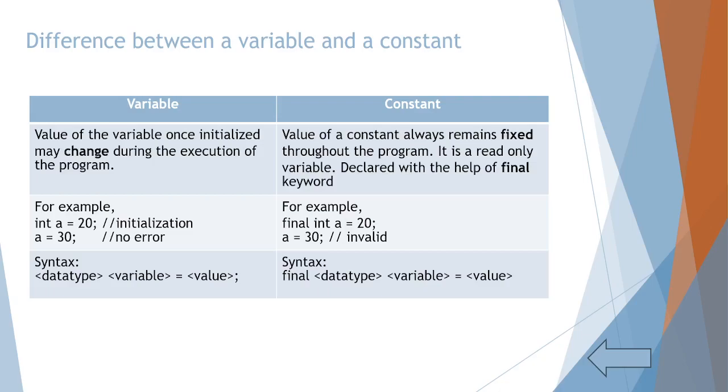In case of a constant or final or read-only variable, the value of the constant always remains fixed throughout the program. It is a read-only variable declared with the help of the final keyword. Example, final int a is equal to 20. After that, a equals 30 is invalid, it does not accept it. An error will be displayed. The syntax is the final keyword followed by data type followed by variable equals some value.